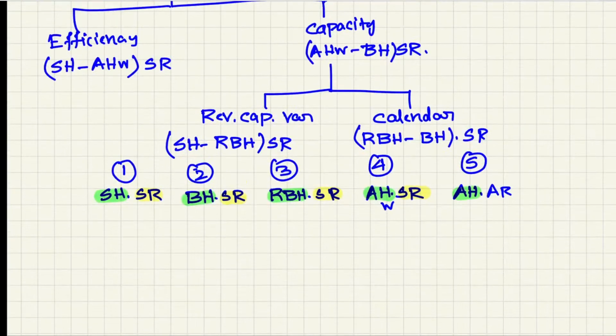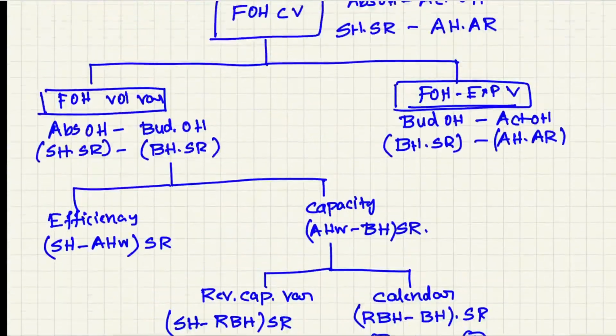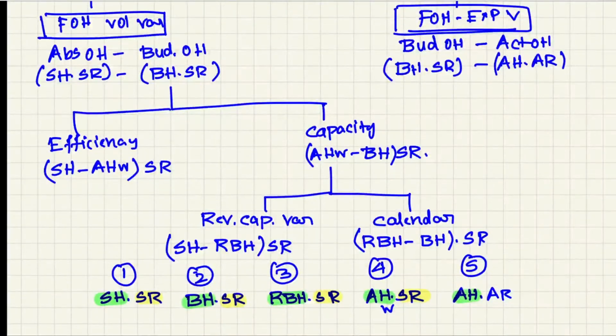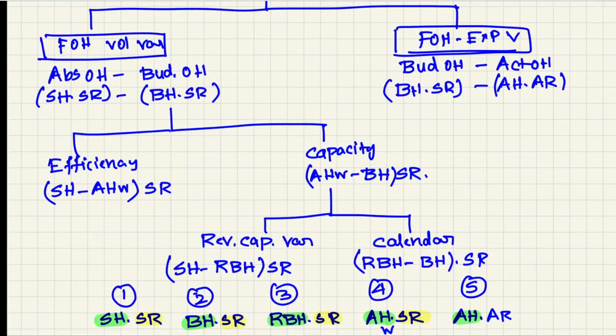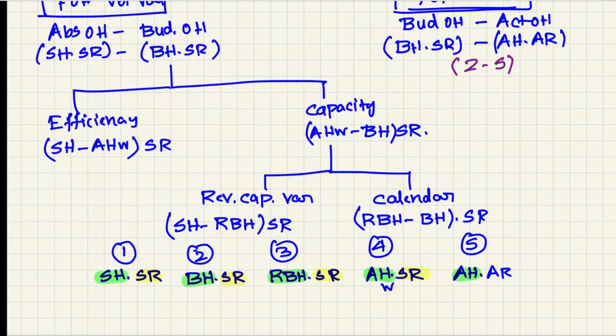Now let us map the formula to our chart. What is factory overhead cost variance? It is 1 minus 5. Next, what is my expenditure variance? This is my 2 minus 5. Then volume variance, 1 minus 2. Expenditure variance is BHSR minus AHAR. BHSR is 2, AHAR is 5.